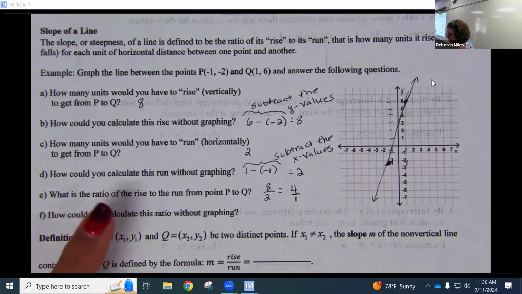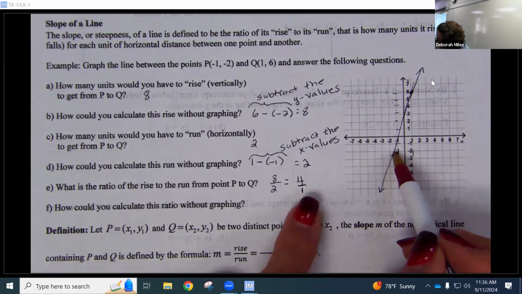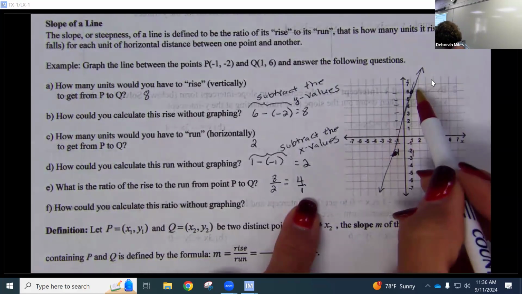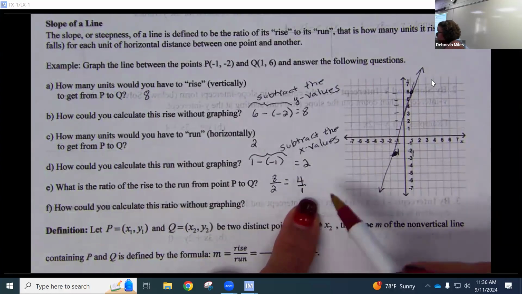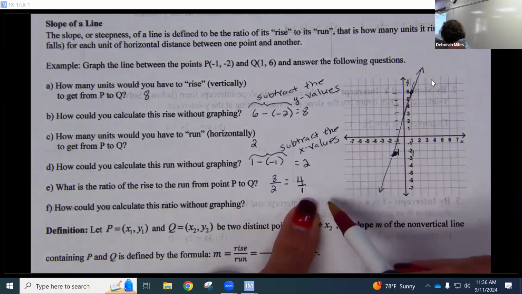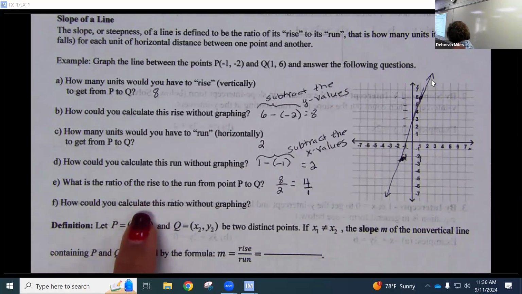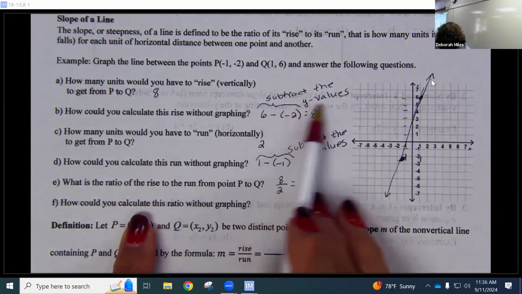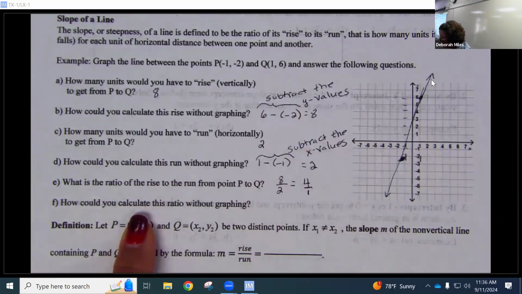Now, technically, what I just said is not true. If I start here and rise 4 and run 1, I'm not at this point, I'm at this one, but it's still the same ratio of rise to run. It's still 4 units up for each unit over. So without graphing, the rise over the run is just what we said here. Subtract the y values, subtract the x values, and then form that ratio.